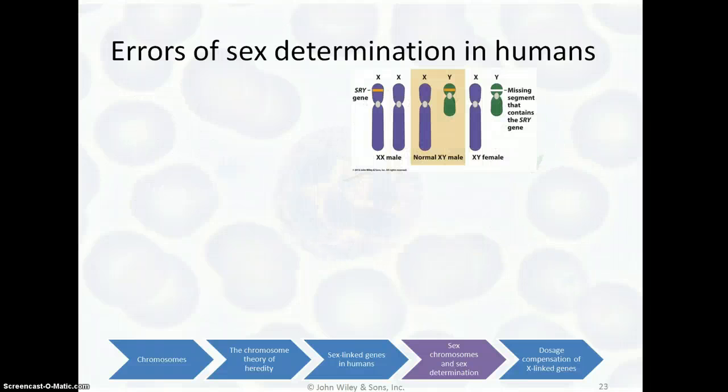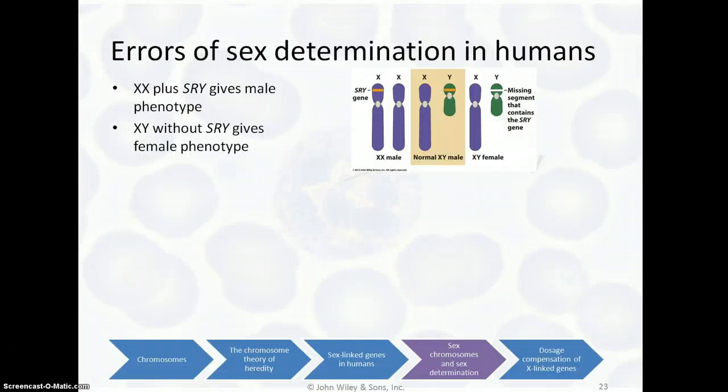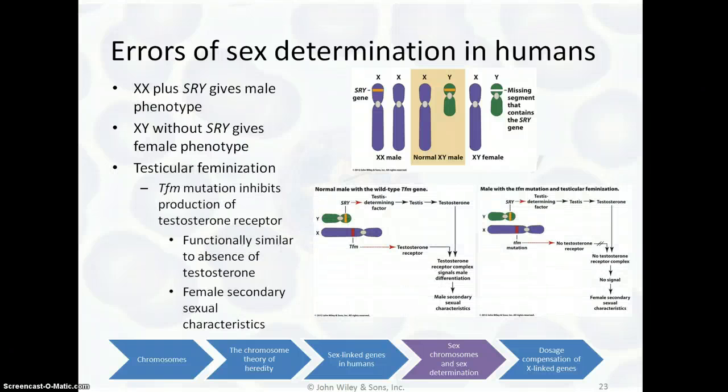Now, there are a couple of specific disorders of sex determination that we do see in humans. The XX plus SRY giving the male phenotype, as I just mentioned, the XY without SRY giving the female phenotype, and also something called testicular feminization. Testicular feminization results from a mutation in the TFM gene. What happens is the TFM gene produces the protein that acts as the testosterone receptor.